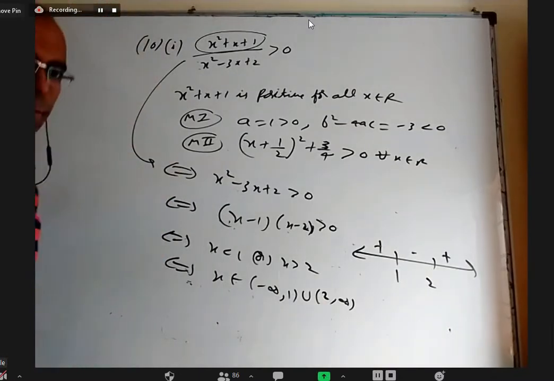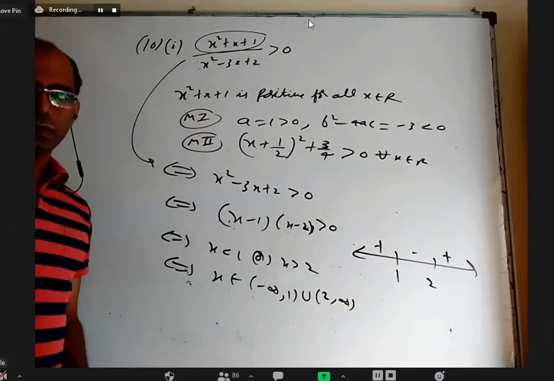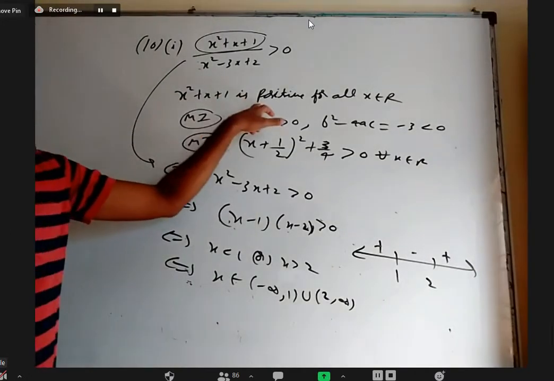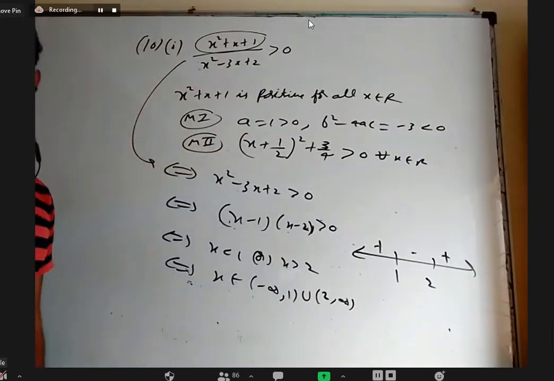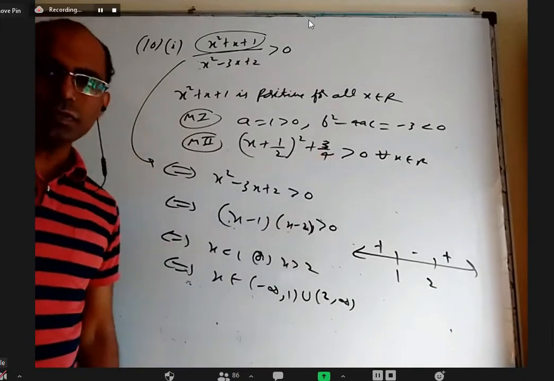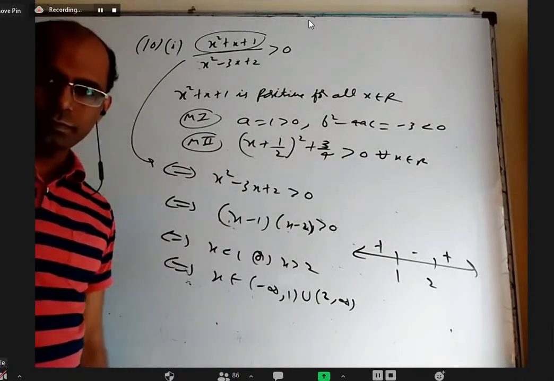Okay, sir. Sir, why did we do method 1, sir? What is method 1, sir? It is not for this. To prove that it is always positive, two methods. One is this, one is this. What is method 1? When will a quadratic expression be always positive? When leading coefficient A is positive and roots are complex. That's what I wrote. Yes, sir, understood, sir.